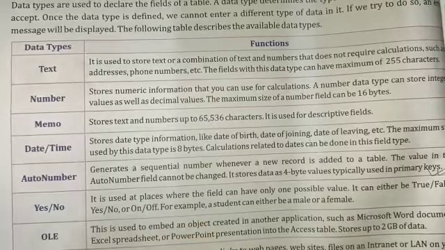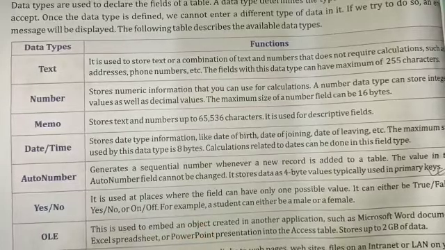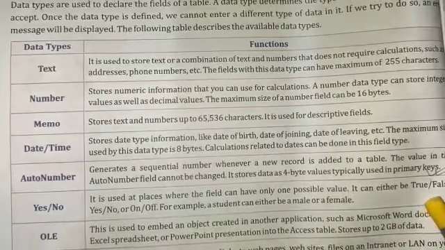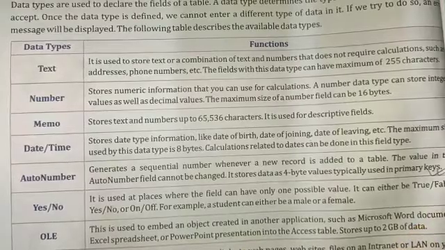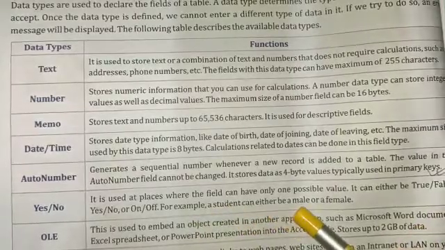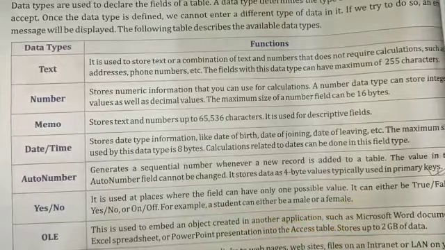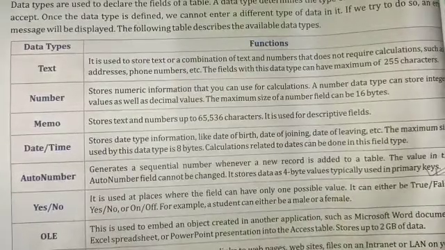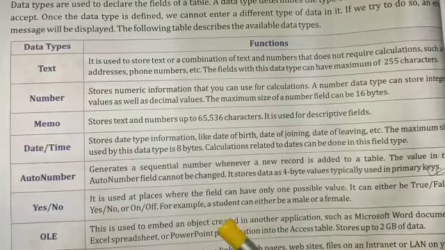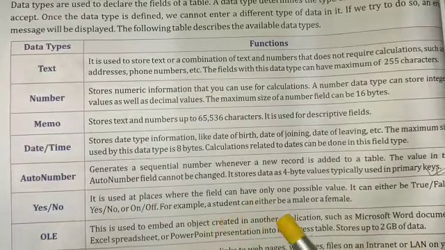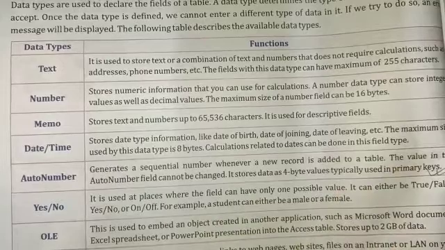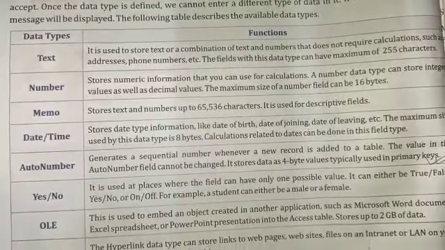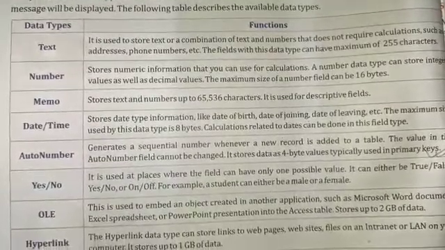With this field, you can have a value either true or false, yes or no, or on or off. For example, a student can either be male or female. When we have to give the gender of a student, it can be only male or female. In this type of situation, we can use the yes or no data type.